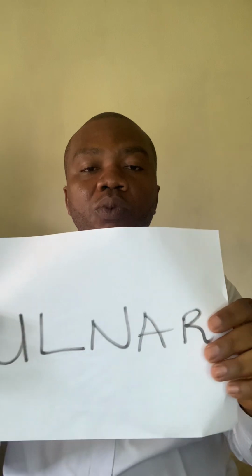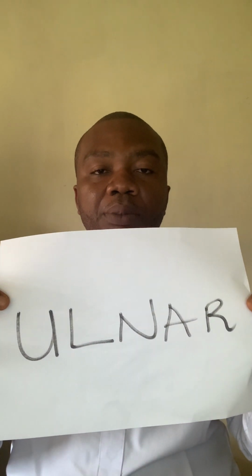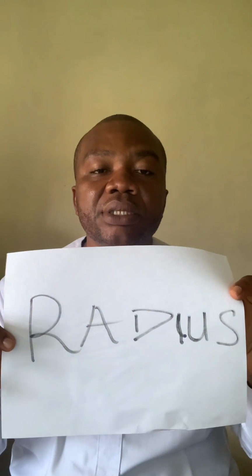And you have the shaft, and the lower end makes articulation with other bones, which are called the ulna and the radius. So here we have the bones of the forearm. This is the ulna, while this one represents the radius. So let me show you the bones for you to know them.